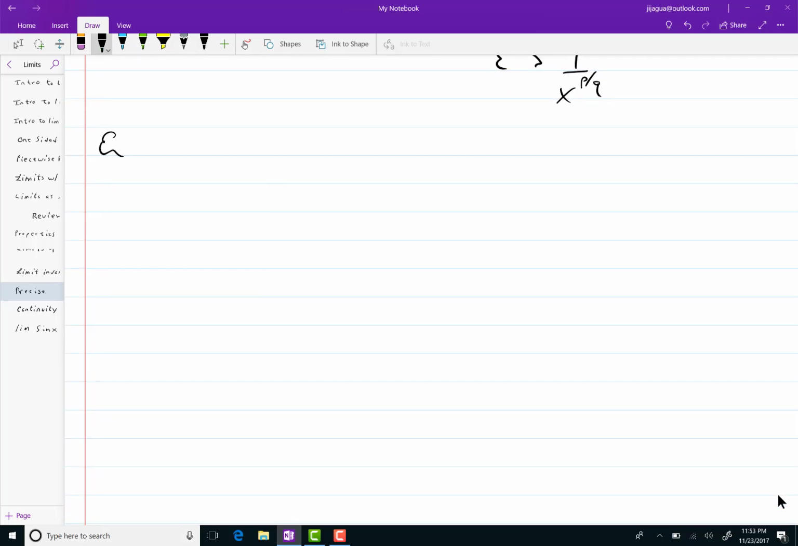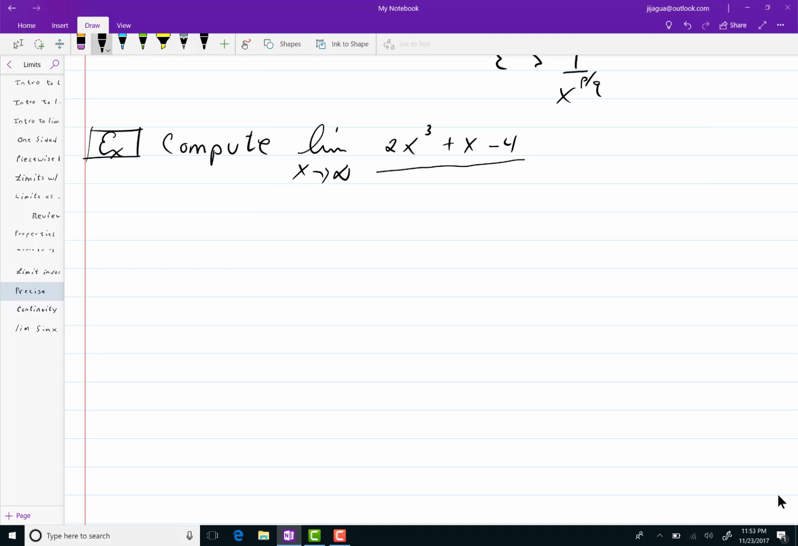Let's do some examples. First example, compute. Now I'm going to do these without a calculator. I'll let you do the checking on that if you'd like. Let's look at the limit as x goes to infinity of 2x cubed plus x minus 4 divided by negative 5x plus 7x cubed. Let's see where this leads us.